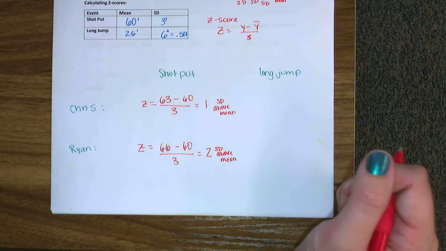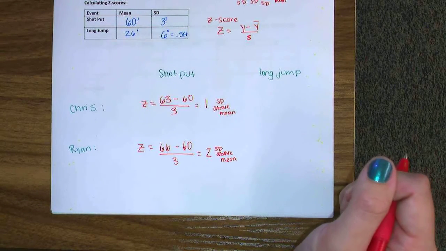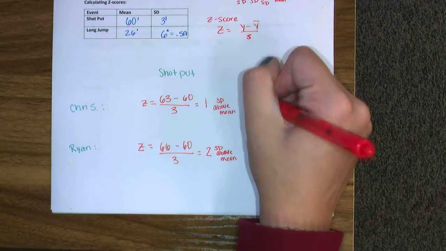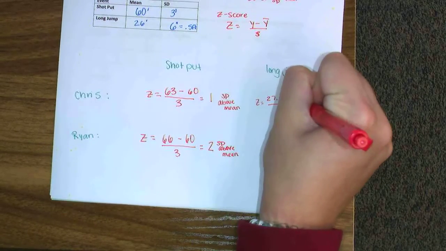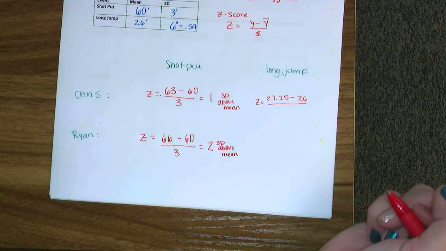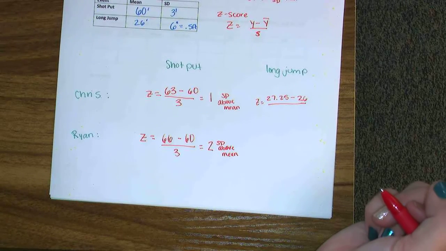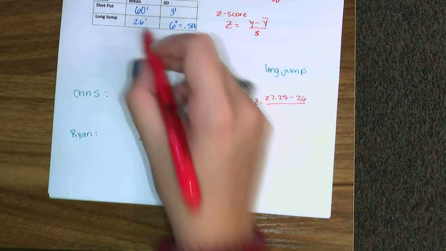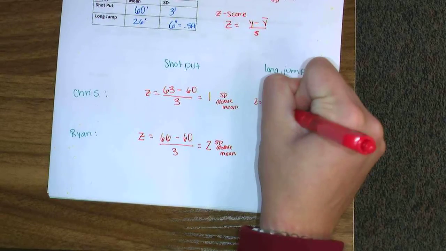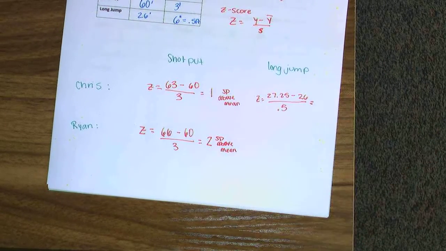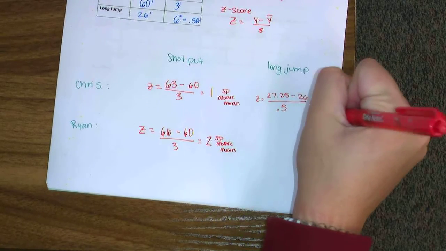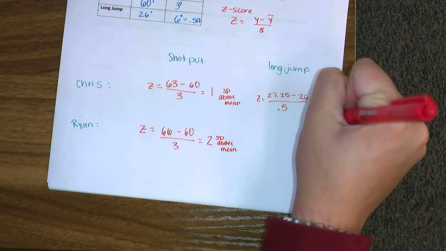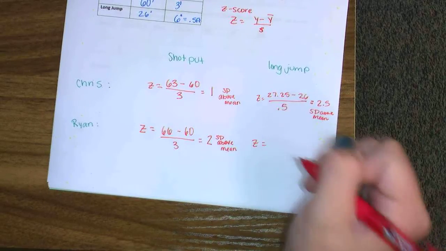Then how about the long jump for Chris? Divided by 0.5, because 6 is in inches and we need everything in feet. Somebody's going to have to do that on their calculator because I don't know what that is off the top of my head. 2.5 standard deviations above the mean. And then my Z for Ryan for long jump.